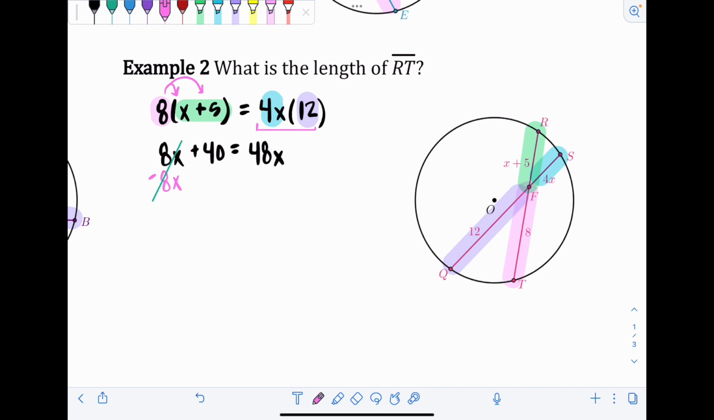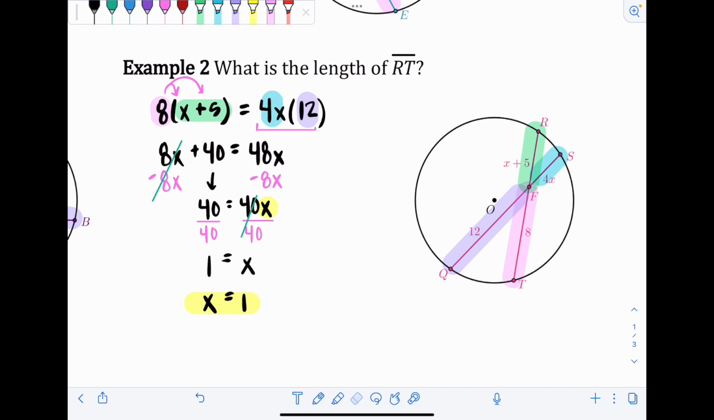And whatever I do to the left side of the equal sign, I need to do to the right as well. So we'll do minus 8x right there. I'll bring down my 40. And then 48x minus 8x, I just have to subtract the coefficients, the numbers in front, so it would be 40x. My ultimate goal is to get x by itself, so that 40 is being multiplied by x. I'm going to divide both sides by 40 to isolate x. So 40 divided by 40 is 1, and over here 40 divided by 40 is 1x, they cancel each other out and just leave us with x. So we end up with x equals 1 as my value of x.